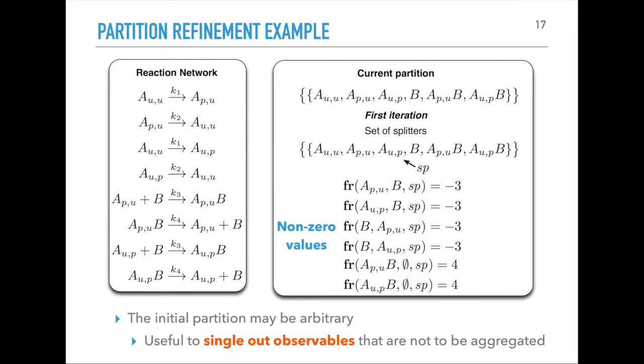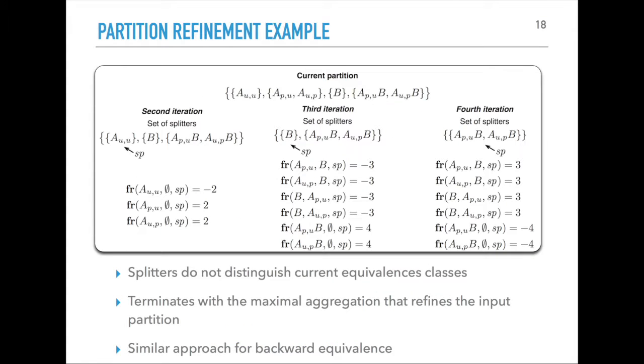So at the end, in the next iteration, I've removed the set of splitters because I've computed them all, but I've introduced the new splitters. And these new splitters are AUU on its own, B, APUB, and AUPB. This splitter here would also have this thing here.